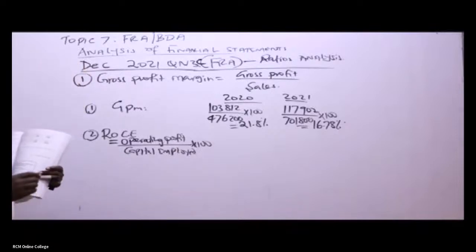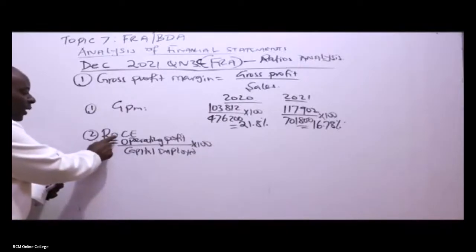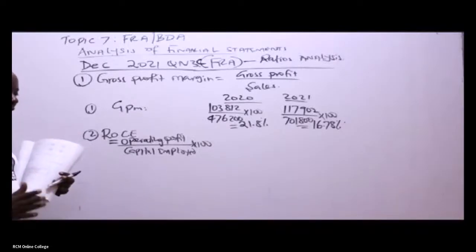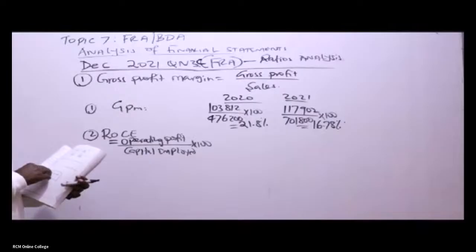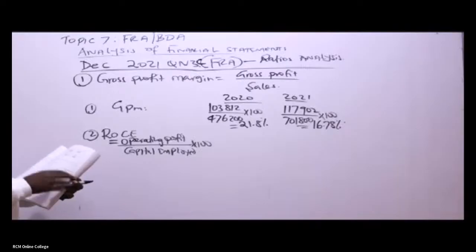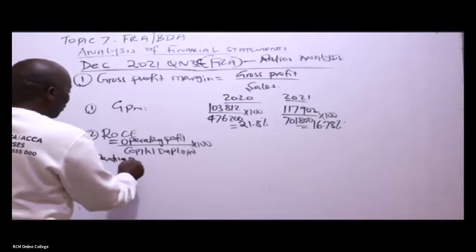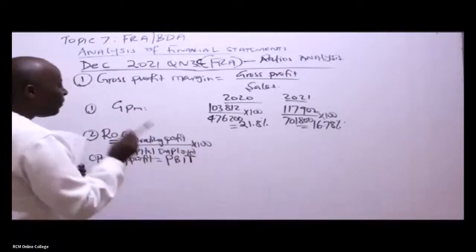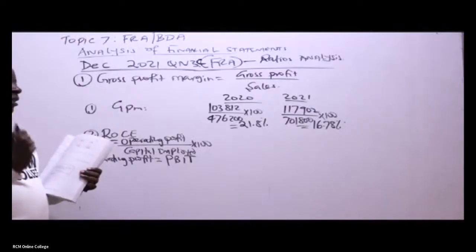So anytime you see ROCE, return on capital employed, you take, because of this O, never forget it. So it's not profit after tax. No, it is return on capital employed. You take operating profit, you divide this by capital employed times 100. Now, here, you have to be very, very careful. I would want somebody to remind us that operating profit is the same as PBIT. PBIT, profit before interest and tax.